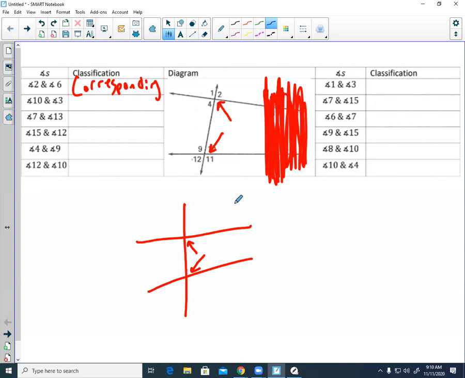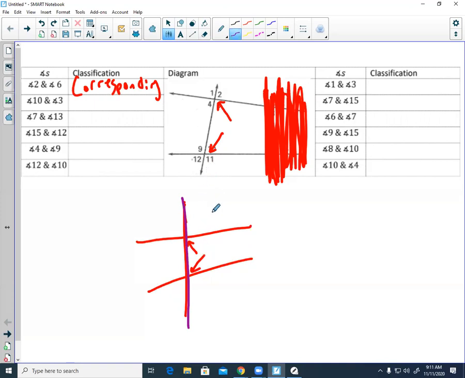So now let's think. The transversal is the line that's by itself. The two lines that look like they're across from each other like this, they're not really parallel, but those are not the transversal. The transversal is the line that goes across both of the other two lines. So this one is the transversal. The purple line is the transversal.